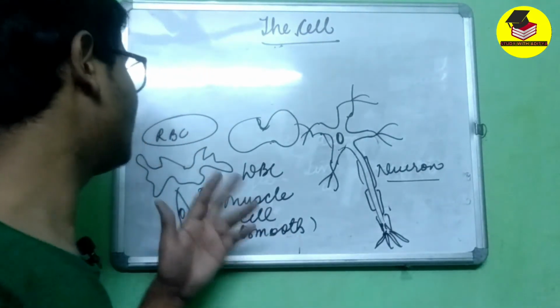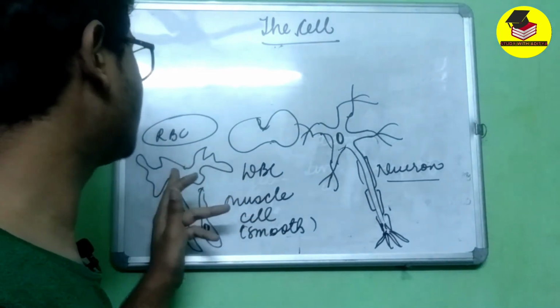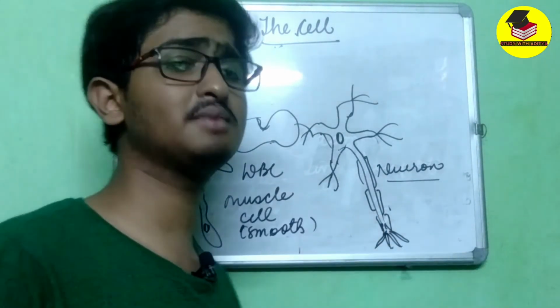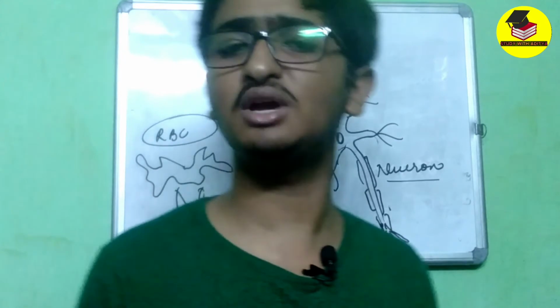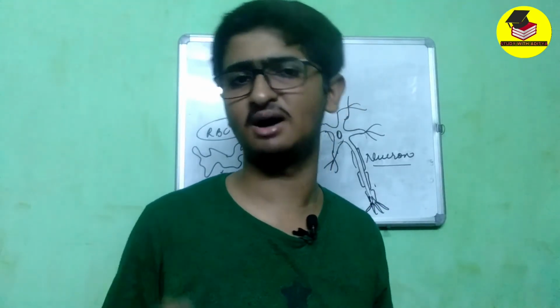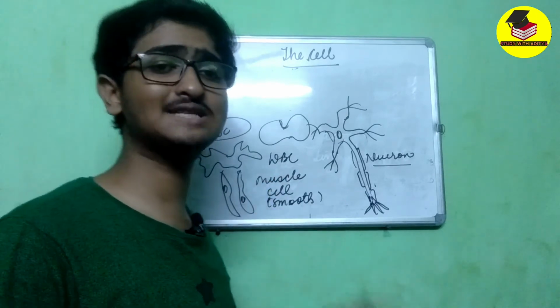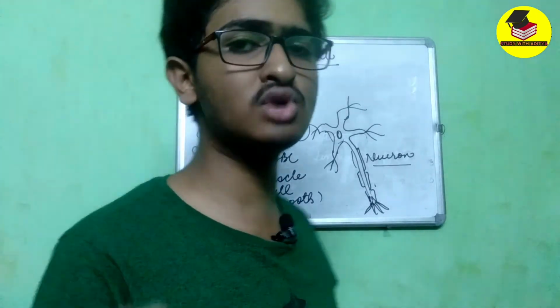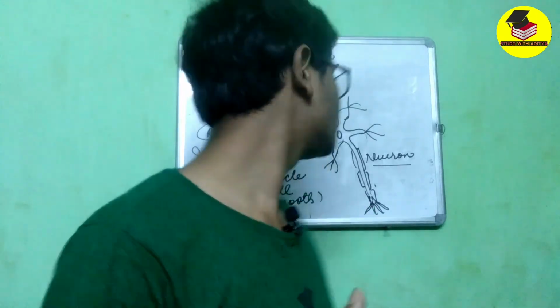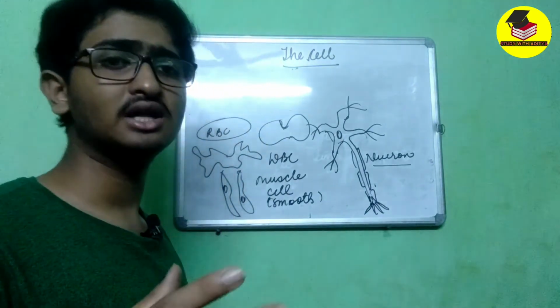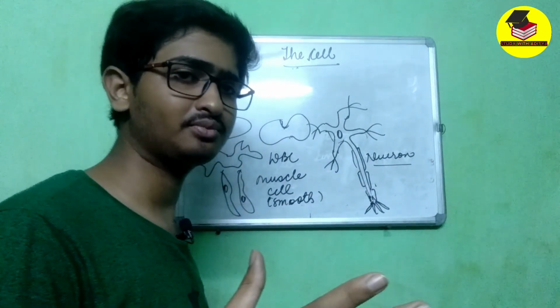Okay. Then WBC over here, you can see it's an amoeboid shape. Amoeboid shape means it can assume any shape like an amoeba. So therefore, it is an amoeboid shape, and the function of WBC is provision of immunity. Okay, so now we are going to study the next type of cell.